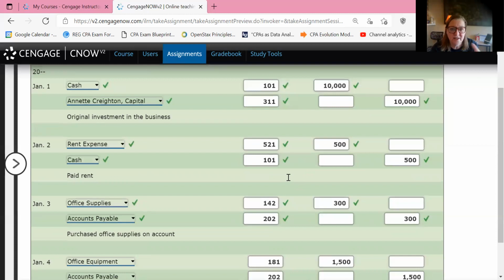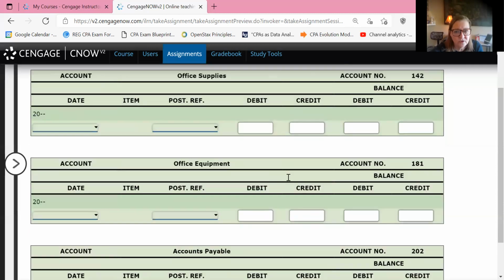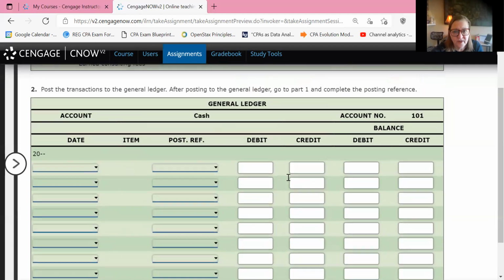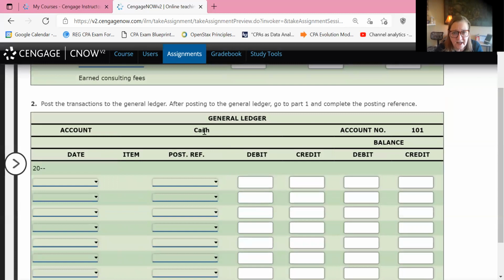The first transaction had a debit to cash of 10,000 and a credit to Creighton's Capital for 10,000. So I'm just going to scroll down here until I get to the general ledger accounts. Cash had a lot of transactions. You see that? We get to transaction number 2. And it says general ledger at the top. It's got the account name and number. So what I'm going to do is pick the date, January 1st.